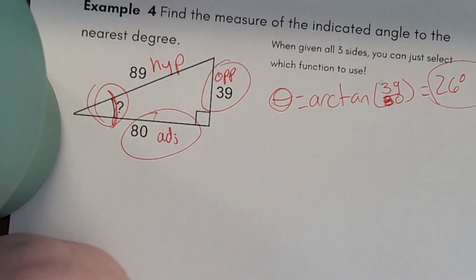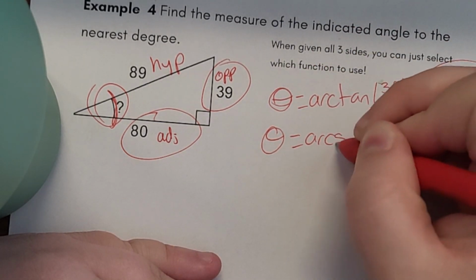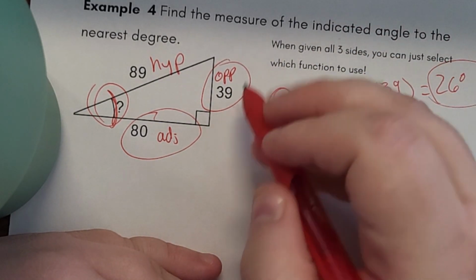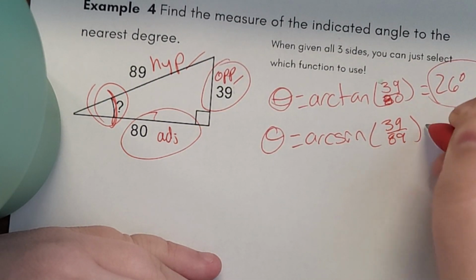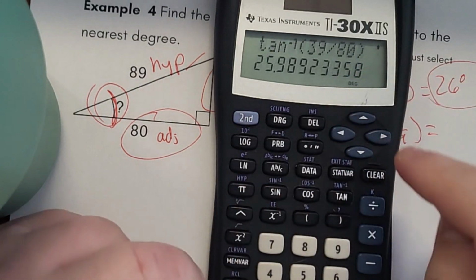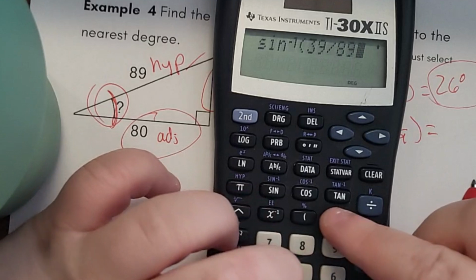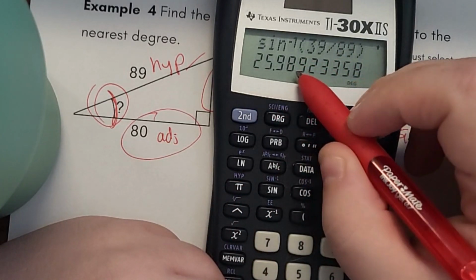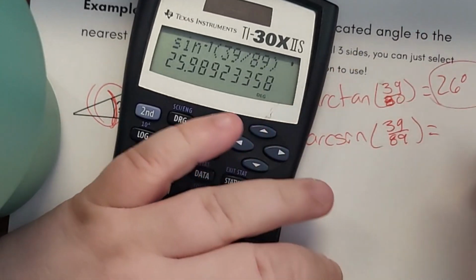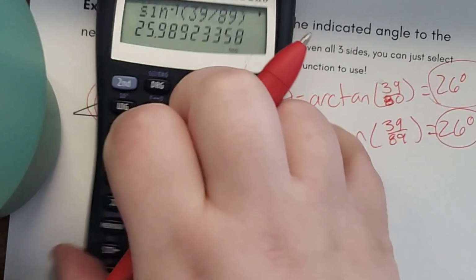And just for good measure, let's do arcsine. So arcsine would be opposite and hypotenuse, so that's 39 over 89. Arcsine, 39 divided by 89, close parentheses. As we see here, 25.989 again, which still rounds to 26 degrees.